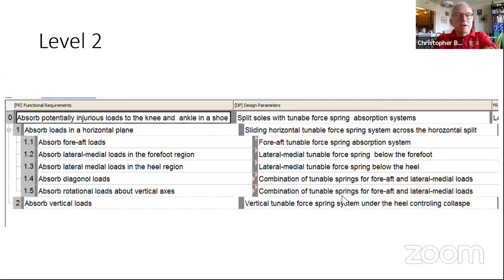Now let's see if we can decompose the horizontal loads. And we do this somewhat in a Cartesian manner. So we look fore-aft, lateral-medial in the heel, all the diagonals. Let's see, lateral-medial in the toe and the heel, right? Anyway, that seems to cover it pretty well. We need some sort of theme so we can see how we're doing. And here the theme is largely Cartesian. We've got to get all the directions and the rotations.